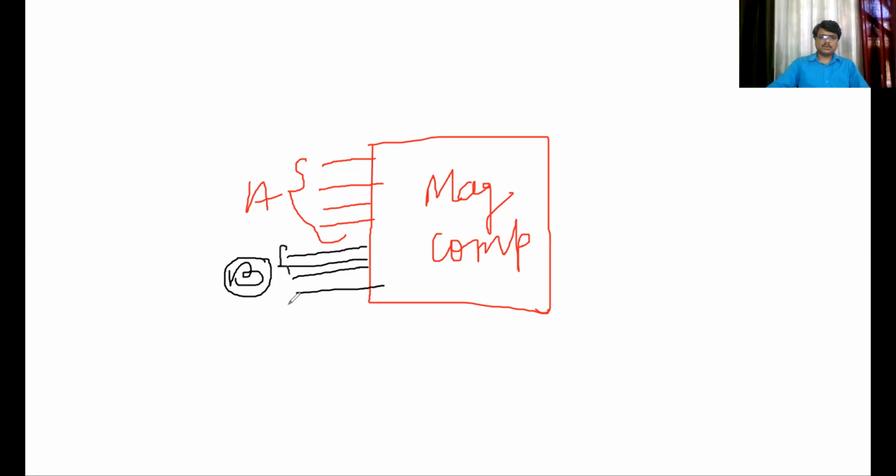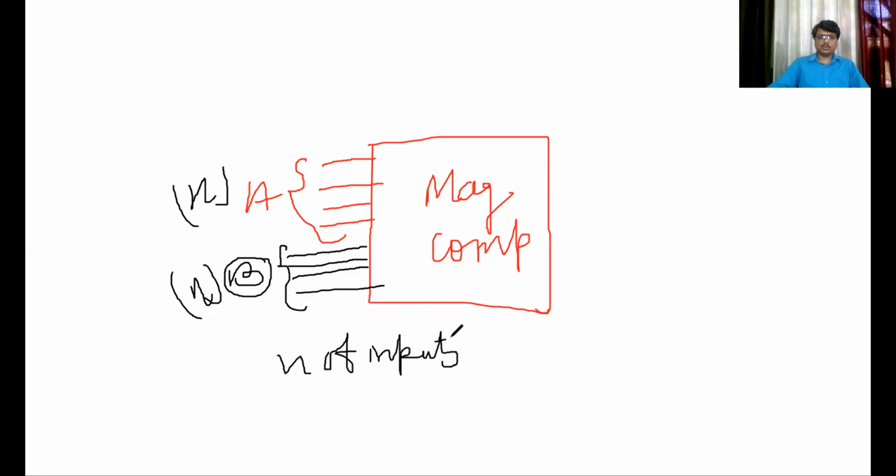And both of the numbers are of the same bit. Both numbers are of the same bit. A is an n-bit number, and this B is also an n-bit number. So what will happen? How many inputs will there be? The inputs will be 2n. N for A and N for B, so the number of inputs will be equal to 2n, isn't it?